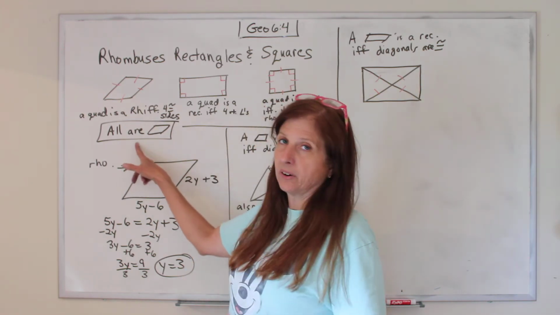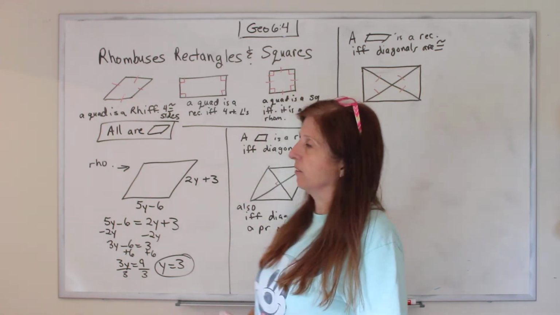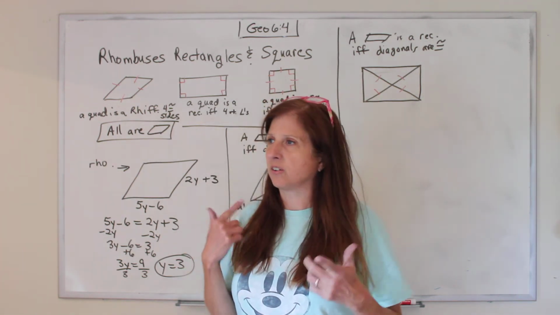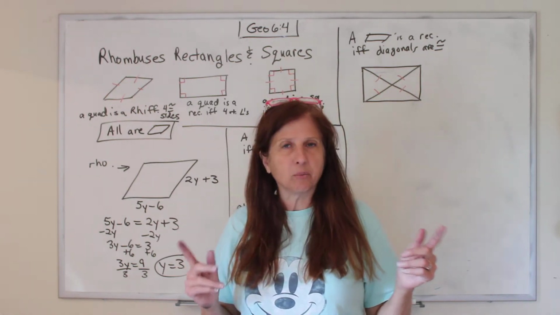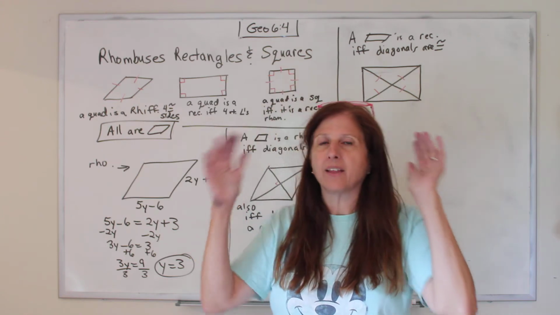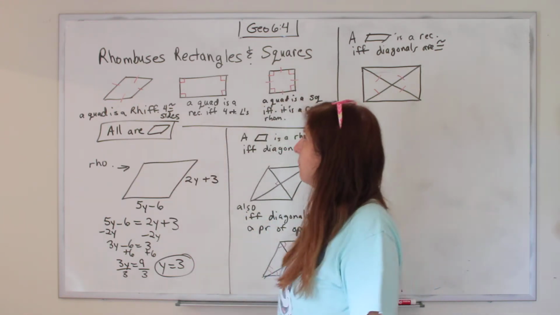All are parallelograms that are rhombuses, rectangles, and squares, which for some reason is triggering a memory in my head of some song in the 60s. I can't remember what it is, but it's on the edge of my brain. I think it's the one about rosemary, sage, and thyme or something.